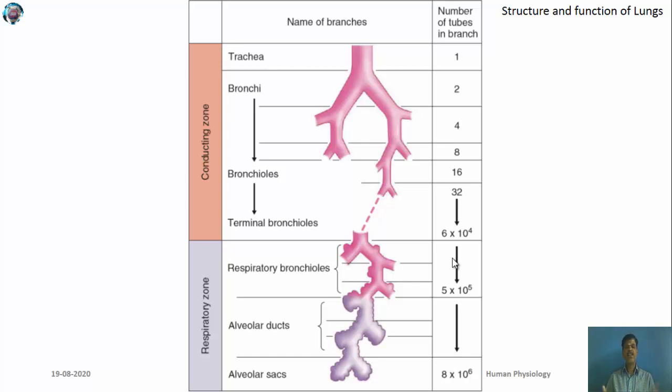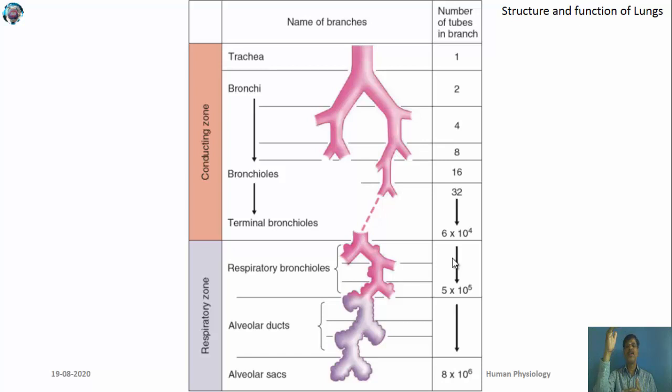So these are the regions where the respiration is going to start. The exchange of gas is going to take place between the inhaled air and the blood which is present in the body. This region is known as the respiratory zone, and the bronchiole here is known as the respiratory bronchiole. This respiratory bronchiole is further divided into alveolar ducts, and then it ends at the alveolar sac. The alveolar sac is the terminal component of the lung structure.